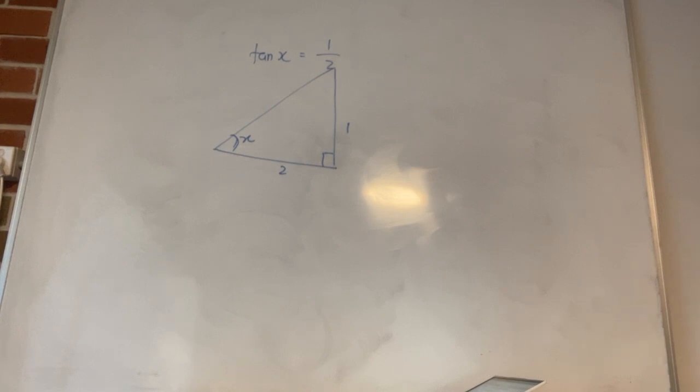Therefore, by looking at the 1 and 2, what is this side going to be? How do you find out the third side? It's a right angle triangle, so how do you find the third side? You use the Pythagoras theorem.